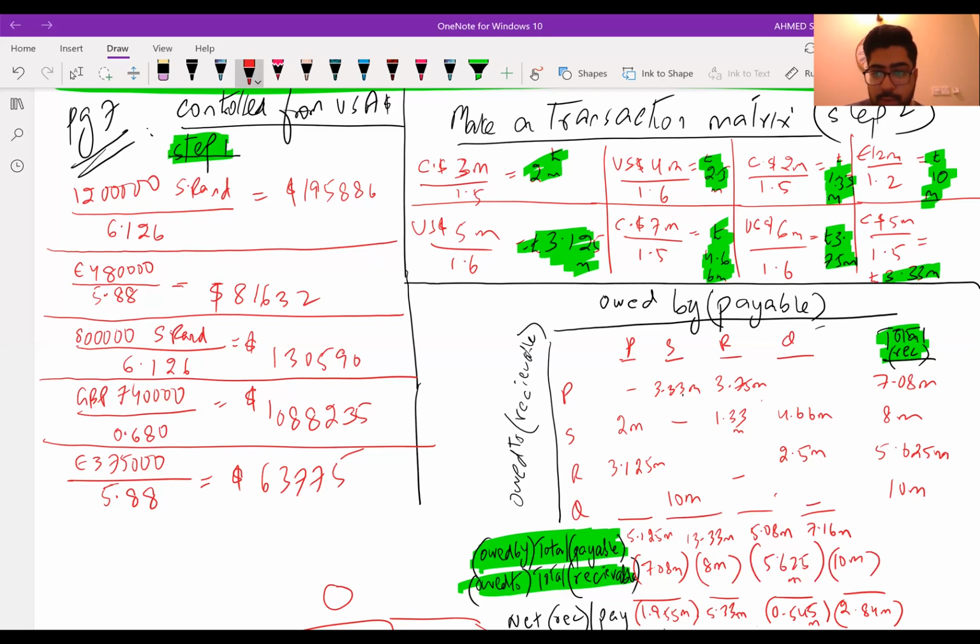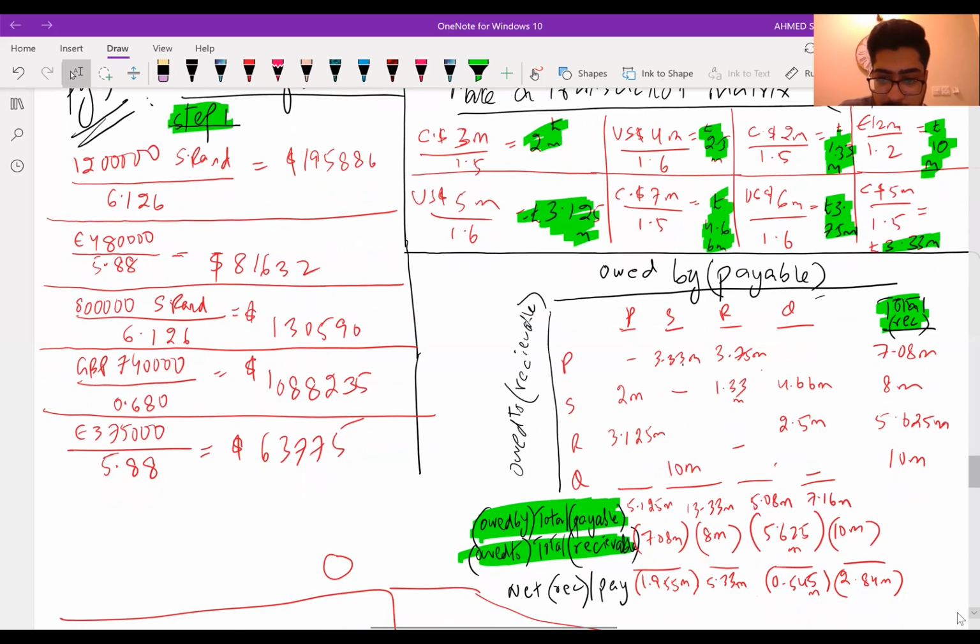So what does this finally mean? Three companies have net payables and one has net receivables. The one with receivables has to receive, and the others have to pay to it. In 3 transactions the whole thing will be settled rather than 8 transactions. There were 8 transactions, and it will be settled in 3.